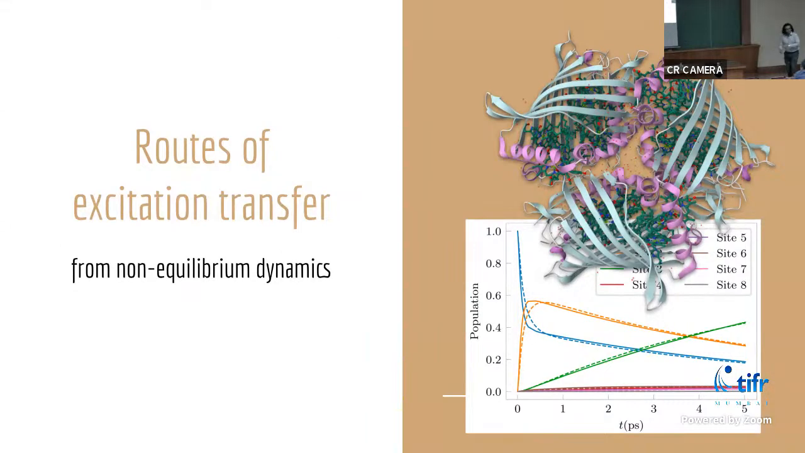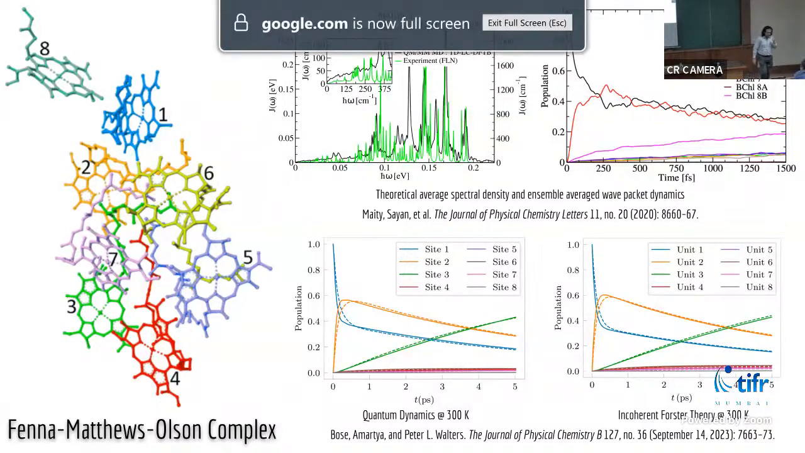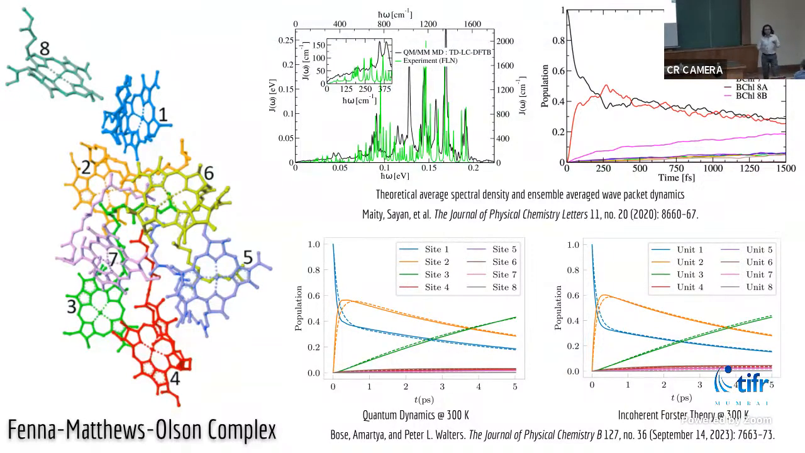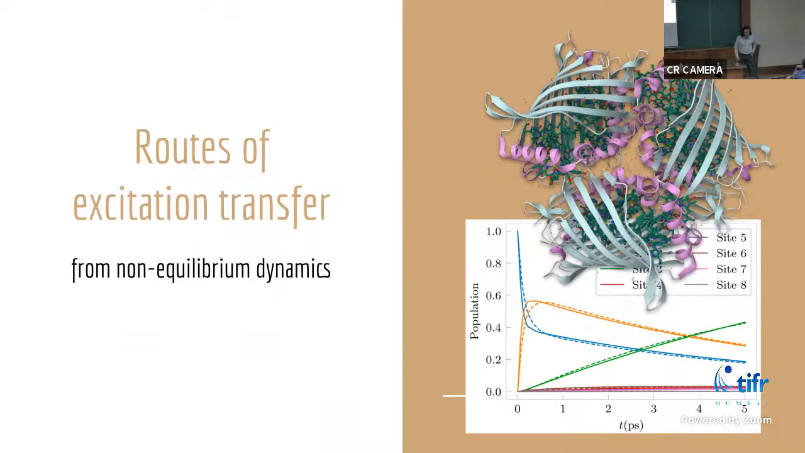Okay, now we understand how the population dynamics looks. An essential question to answer is how does it get there, right? If you look at 2 picoseconds, you have a certain population for the third site, a certain population for the second site, and so on and so forth. And you know that at 0 picoseconds, at the initial time, you had 1 for the first site and 0 for everything else. Now the question is, how did that exciton go from this state to the other later time point? So we want to understand the routes of excitation transfer.